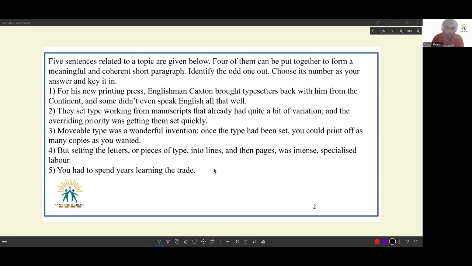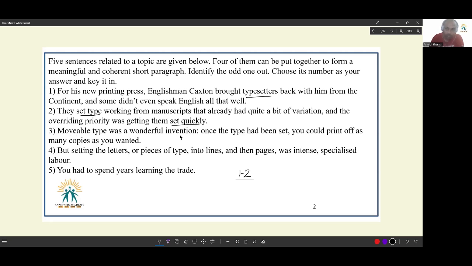For his new printing press, Englishman Caxton got typesetters back with him from the continent. And some didn't even speak English all that well. They set type working from manuscripts that already had quite a bit of variation, and the overriding priority was getting them set quickly. Okay. We have typesetters mentioned here. We have set type and set quickly and everything. So 1 and 2 are linked. Neither of them can be the odd one out.